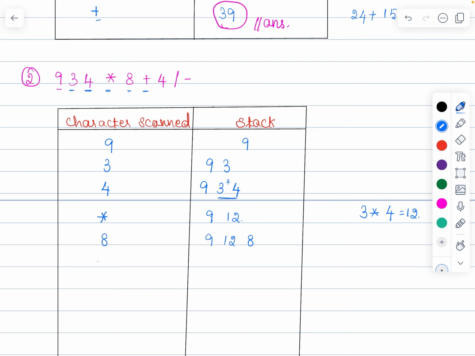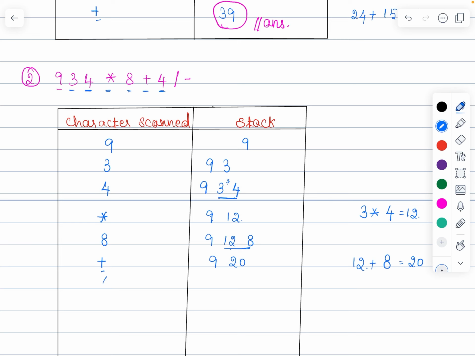The next symbol is an operator. Since it is an operator, pop out the top two elements. The top element is 8 and the next top element is 12. We popped out these two. Inside the stack only 9 is there now, and the current operator is plus. Apply the plus operator on these two values. Now you would get the result 20. We are supposed to push the result back onto the stack again.